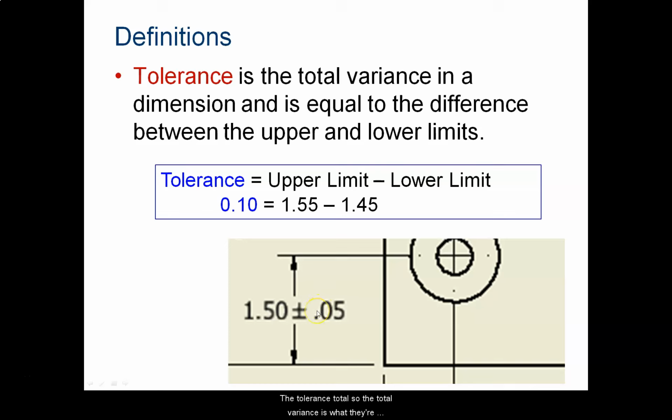The tolerance total, so the total variance, if they're asking you for the tolerance, is actually subtracting the upper limit minus the lower limit. So the tolerance is 0.1. So that's almost 1/8 of an inch. 0.1 of an inch.